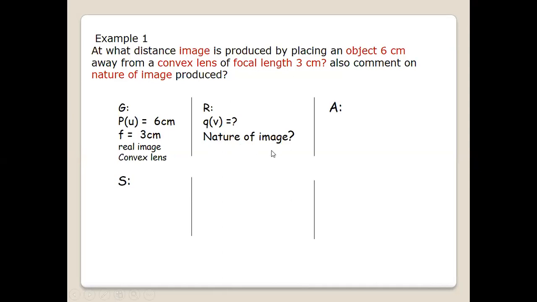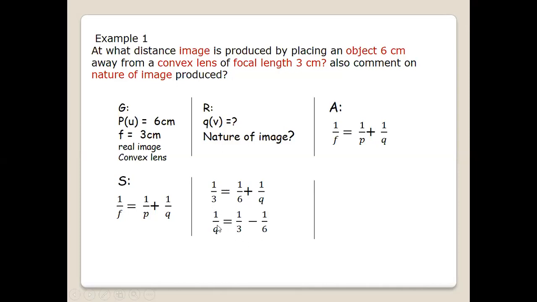We have to comment on the nature of image. After looking at these two, we found that we can easily use the relation 1 upon f is equal to 1 upon p plus 1 upon q. For the solution, you are going to put the values in this equation. f is equal to 3, p is equal to 6. So, in order to isolate q, we are going to take 1 upon 6 to the other side.